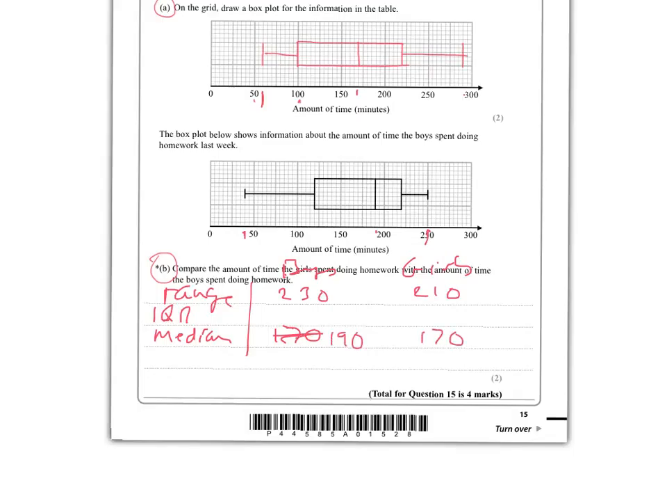And then the interquartile range, remember, is the upper quartile take away the lower quartile, and we could put those in there as well.